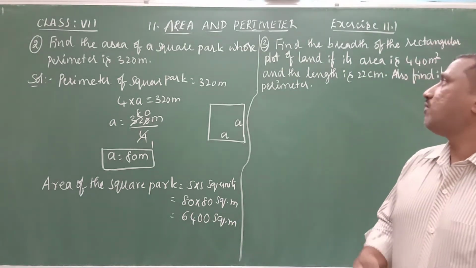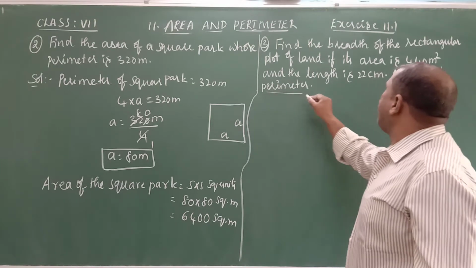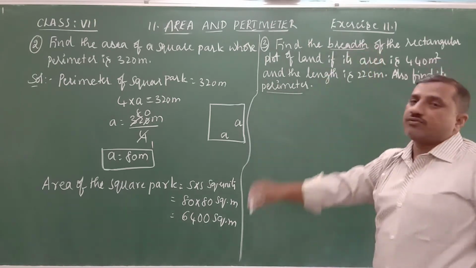Now we will discuss one problem related to the rectangle. Now the third question. Find the breadth of the rectangular plot of land if its area is 440 meters square. Area is given as 440 meters square and the length is 22 meters. Also find its perimeter. So what do we have to find? Perimeter we have to find and breadth also we have to find.